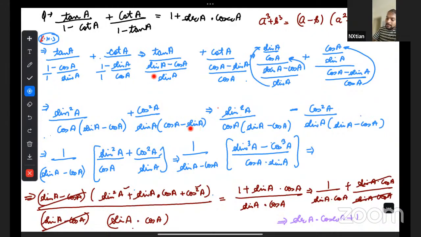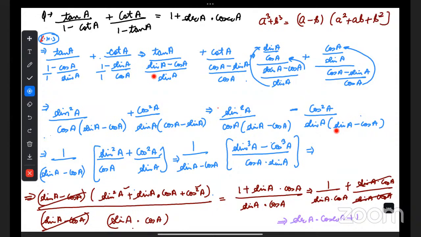So what I did, I took out the minus sign as a common. If I take out the minus sign as common in this term, what will it become? The plus will become minus, like here, and the minus will become plus. Understood? Yes or no? I didn't get that, sir.